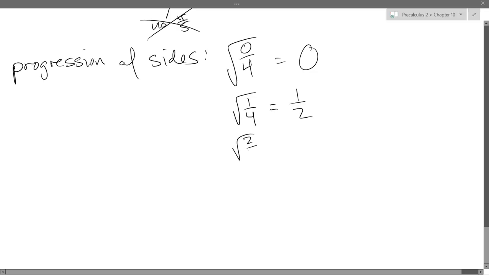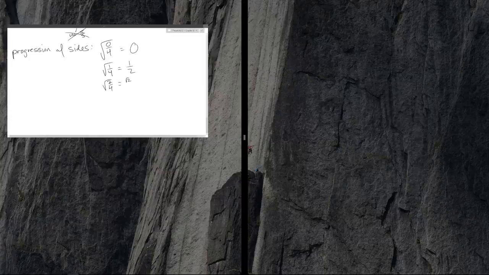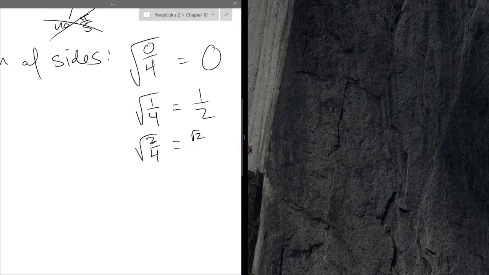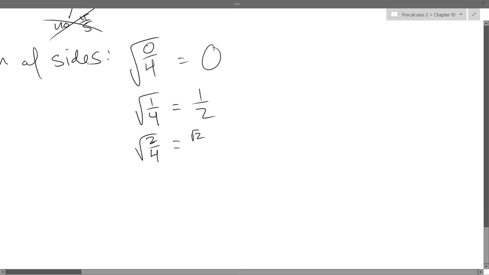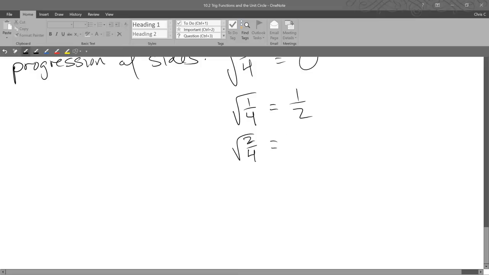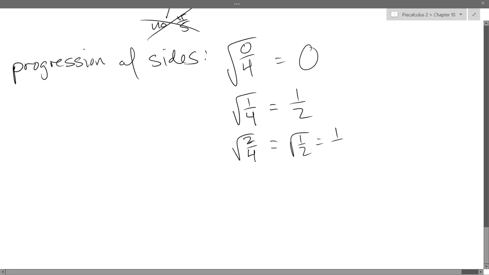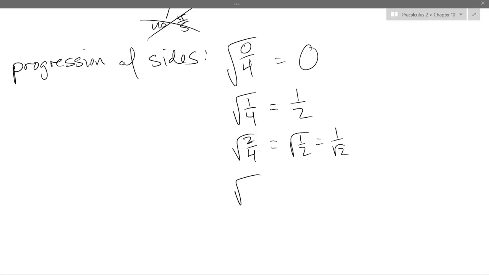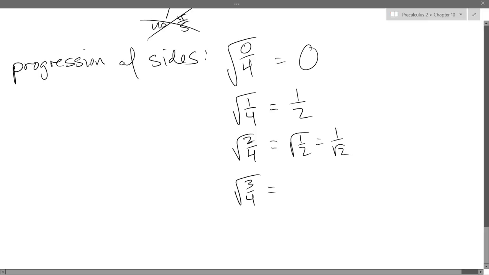Square root 2/4. Actually, let's reduce it first. We'll reduce the fraction and then apply the square root. So 2/4 is 1/2, and square root of 1/2 reduces to 1 over square root 2. All right, what's the next up in the pattern? You should be able to see the pattern forming. 3/4. I just keep increasing the numerator by 1 each time. And that is square root 3 over square root 4, which is square root 3 over 2. All right, last one. What number goes in the pattern for the last one? 4/4, and that reduces very easily to 1. Square root 1 is 1.